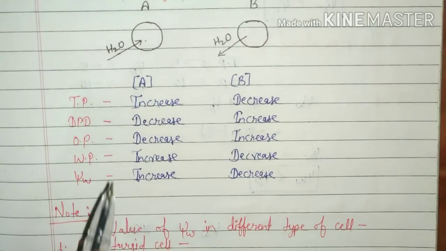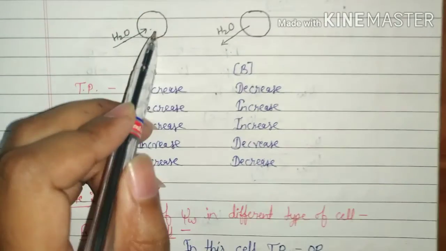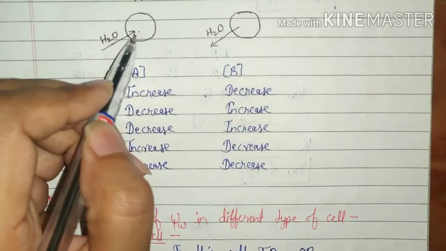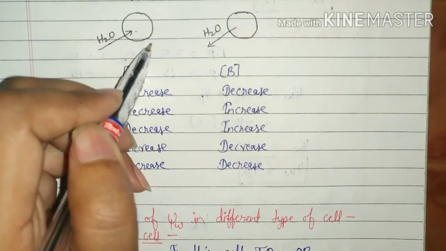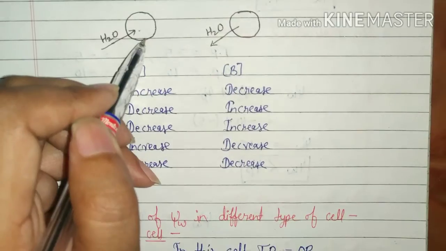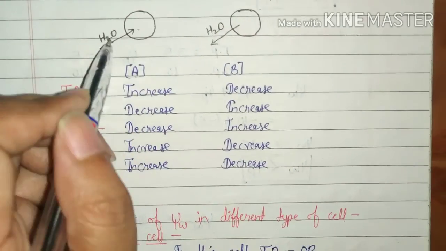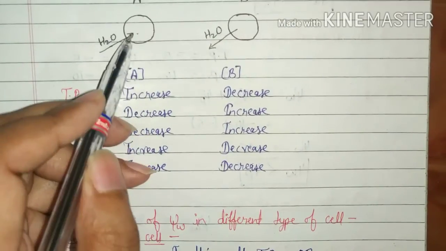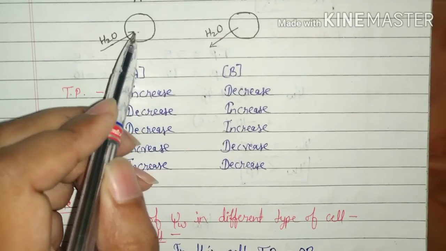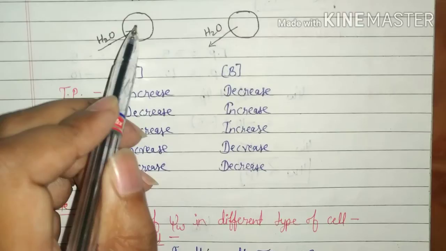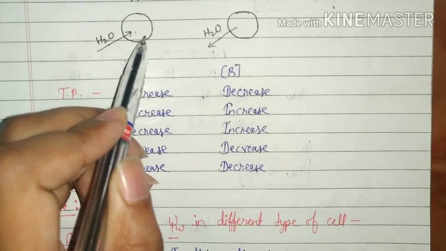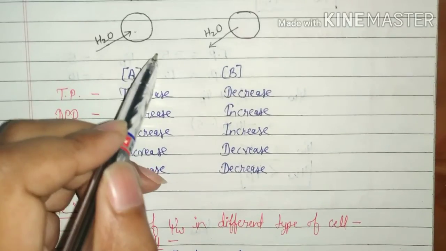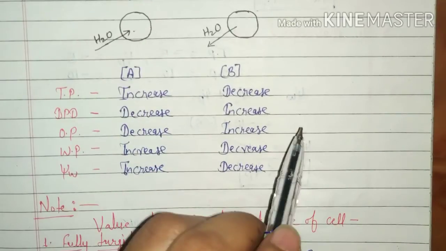Wall pressure is increased in cell A due to high turgor pressure, and wall pressure is the opposite pressure to turgor pressure, because due to endosmosis cell A becomes fully turgid and turgor pressure is high, which puts pressure on the cell wall. To prevent rupture, the cell wall develops a pressure against turgor pressure.